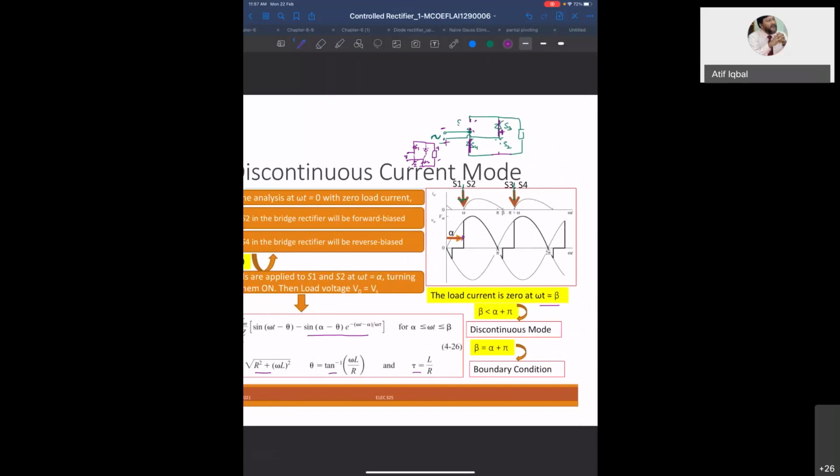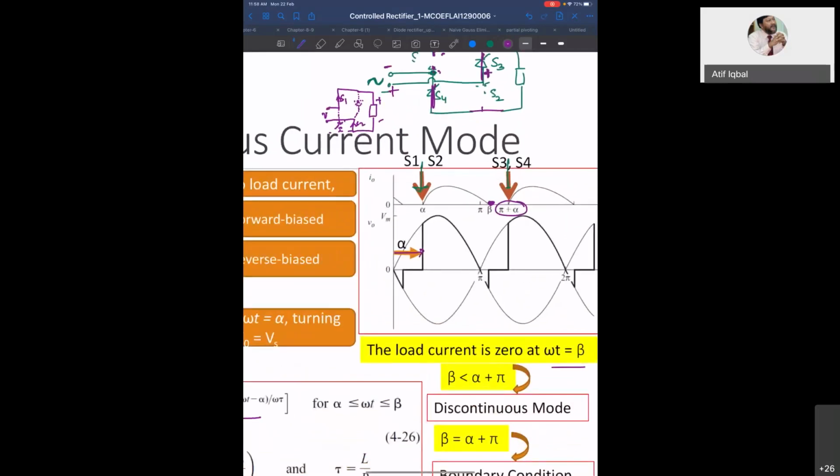When beta is less than alpha plus pi, this is called discontinuous mode. You see, this beta is less than pi plus alpha. That means the extinction angle is low, the current will extinct, the current will finish before the next pi plus alpha. Pi plus alpha is the instant of turning on of S3 and S4. So before S3 and S4 are on, your current becomes 0. That is why it is called discontinuous. But if your current does not become 0, then it will be continuous mode.